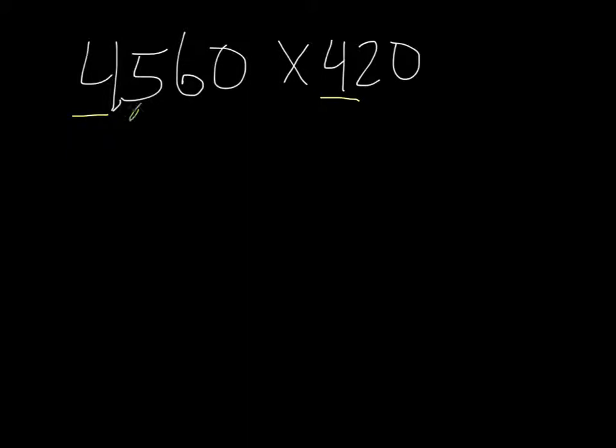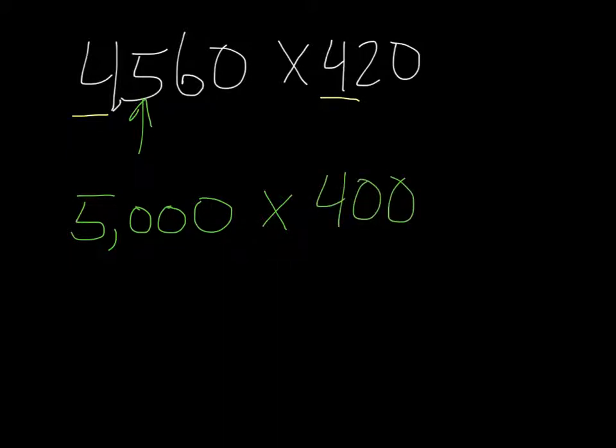For 4,560, I'm looking at the 5, so I round to 5,000, times 420. I'm looking at the 2 tens, so I'm going to do 5,000 times 400. Multiplying 5 thousands times 4 hundreds gets me 20 hundred thousands, or simply 2 million.